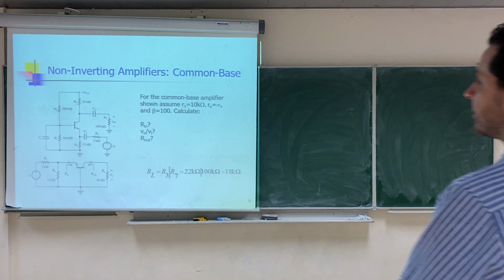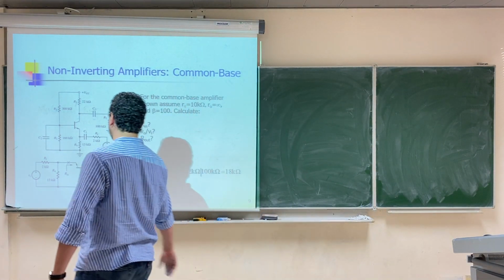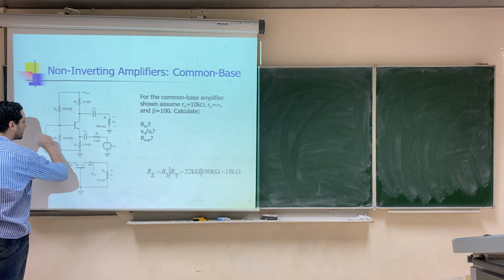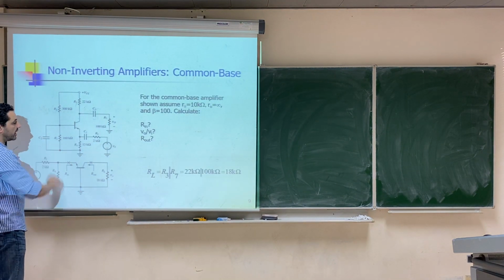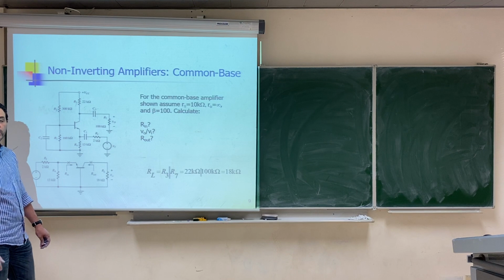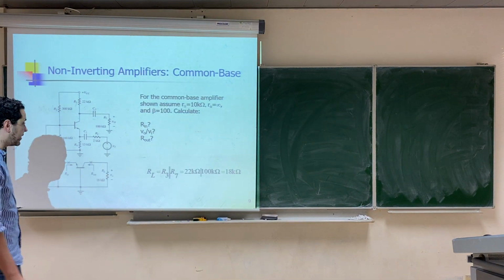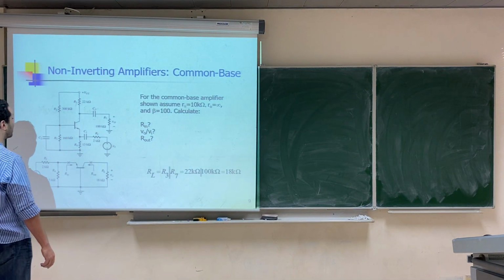Another example here, we have an amplifier circuit again. V input is connected towards the emitter. V output is taken from the collector. So again, this is a common base amplifier. The third terminal is the common.